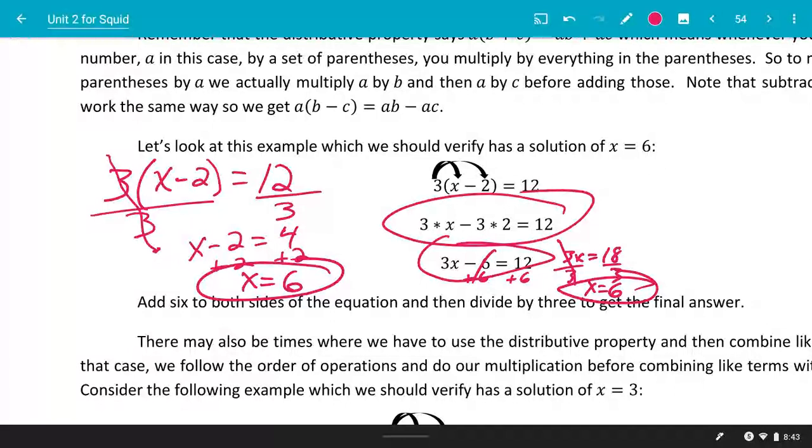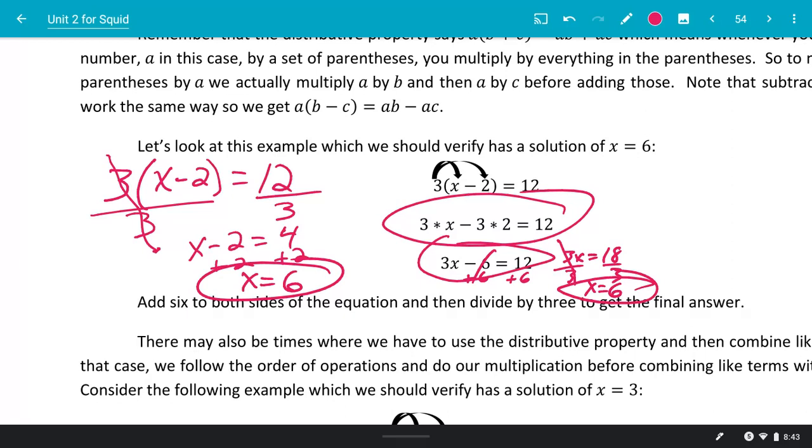Could you just plug in a number? Yeah, like could you just plug in 6 for x? 6 minus 2 would be 4. 4 times 3 is 12. This is one thing I really like about equations: when you end up with an answer, for example, we got 6, we can plug it in to see if it works.